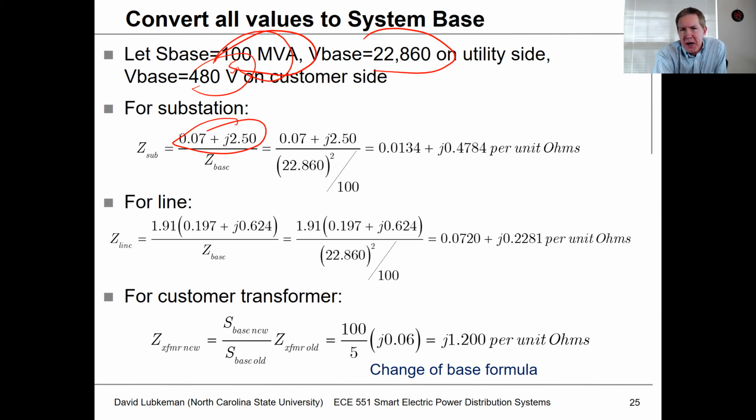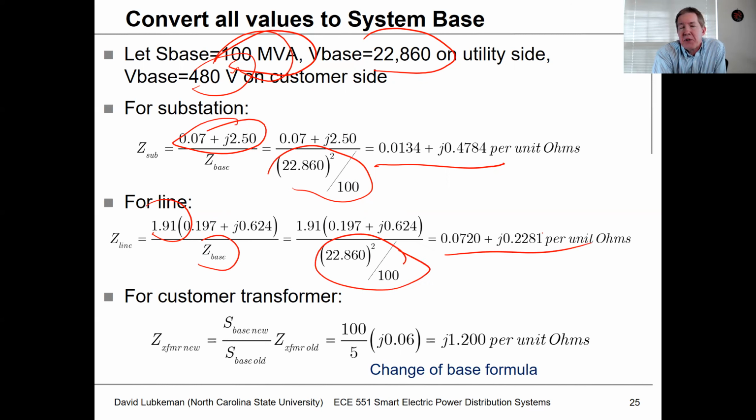I've got to divide through by the impedance base. Since it's on the 22.6 kV side, I'm going to take kV squared divided by MVA for the power base. And this is going to give me my value for the substation in per unit ohms. For the line, I've got a distance of 1.91 miles. Multiply that by the line impedance per mile I just got out of MilSoft for positive sequence, normalized by the same base impedance, and this gives me the line value on the consistent base.